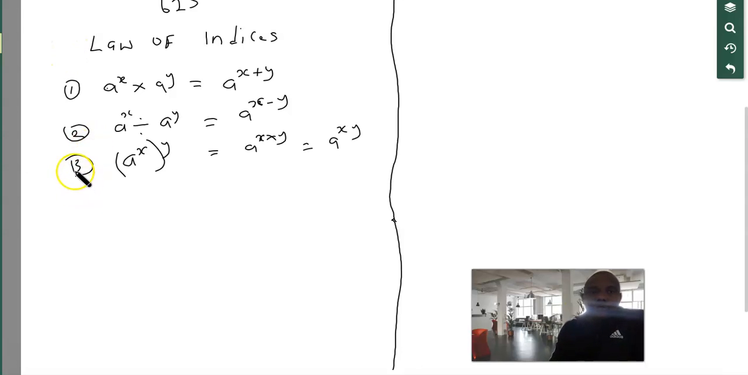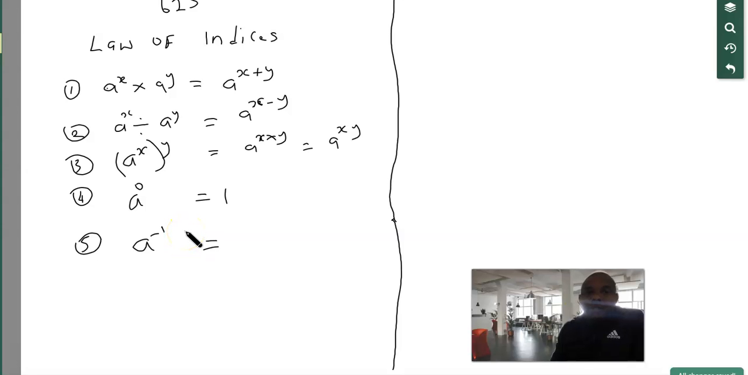The fourth law is the law of zero. a raised to 0 is equal to 1. So anything raised to 0 is equal to 1. Number 5 is negative indices. If I say a raised to minus 1, that is a negative power, so I convert to a positive power by dividing 1 by it. It is equal to 1 over a.